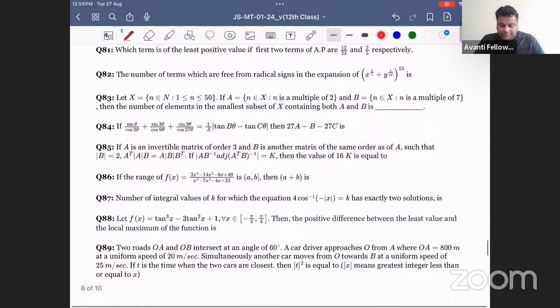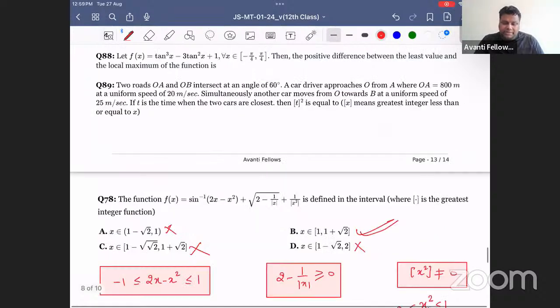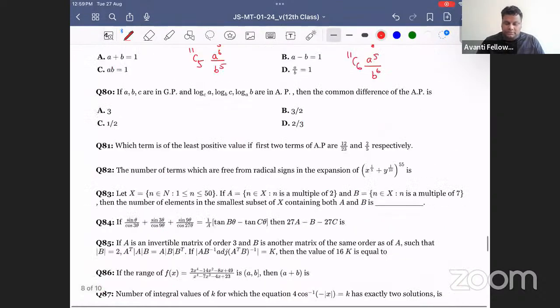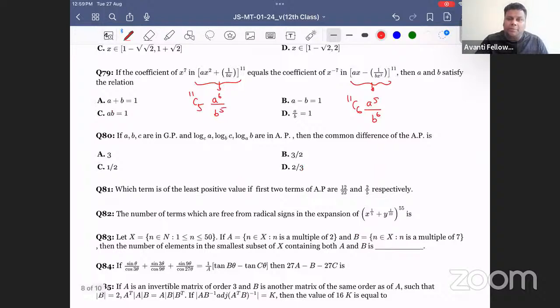Now, the rest are good questions. You just attempt them, and multiple integer type always have a choice. So there are definitely 6 to 7 very easy questions always.